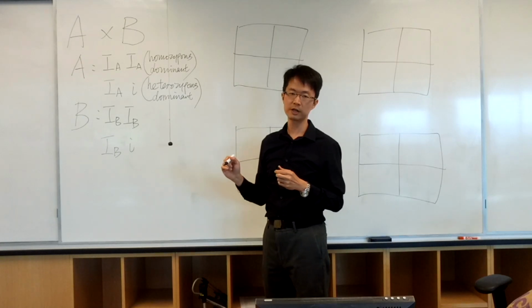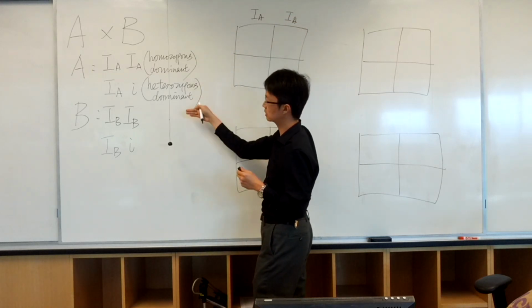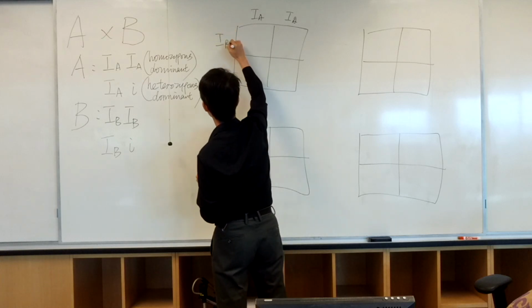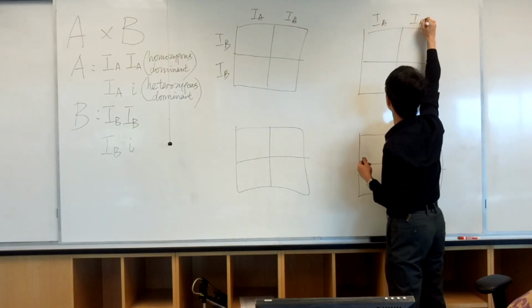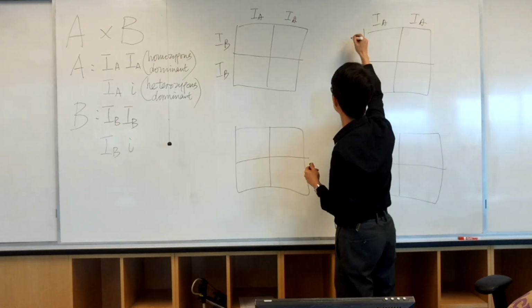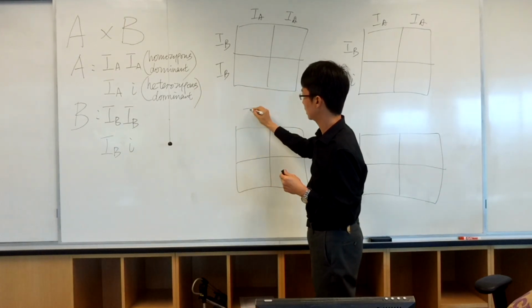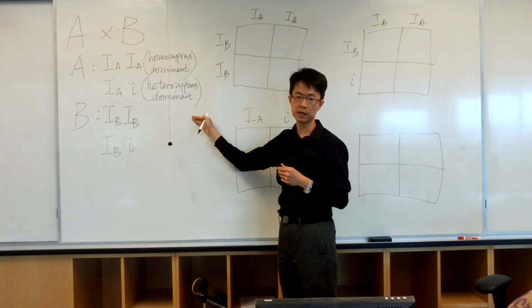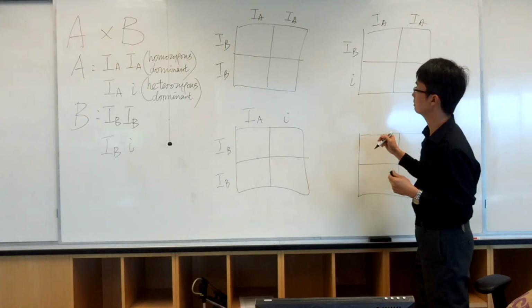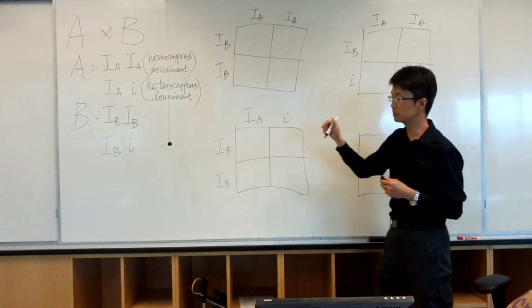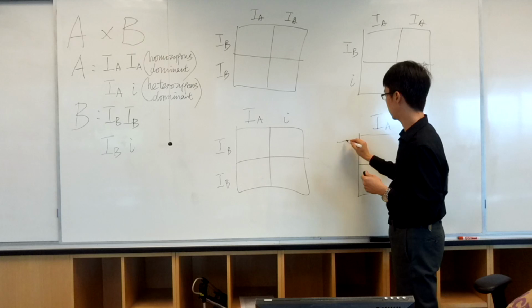So let's do all 4 cases together. IA IA, homozygous dominant, crosses with homozygous dominant, IB IB. Here, homozygous dominant crosses with heterozygous dominant, IB small i. Here, heterozygous dominant, IA small i, crosses with homozygous dominant, IB IB. And then heterozygous dominant, IA small i, crosses with heterozygous dominant, IB small i.